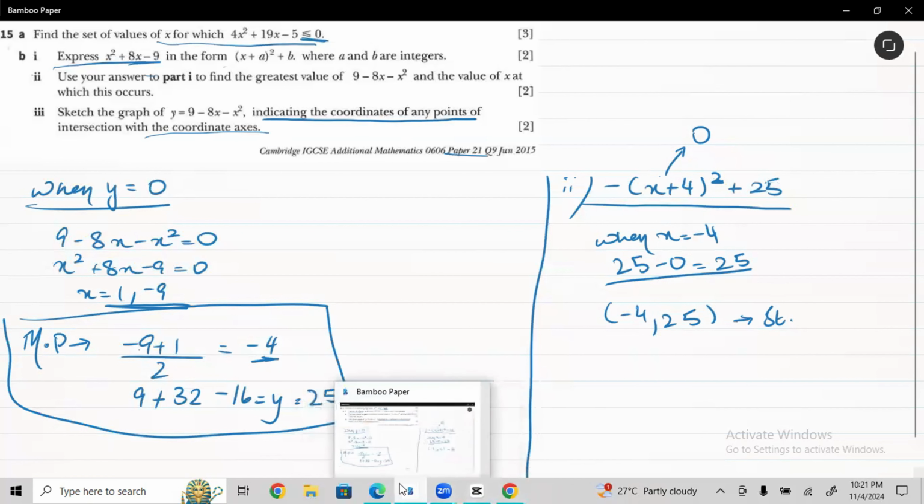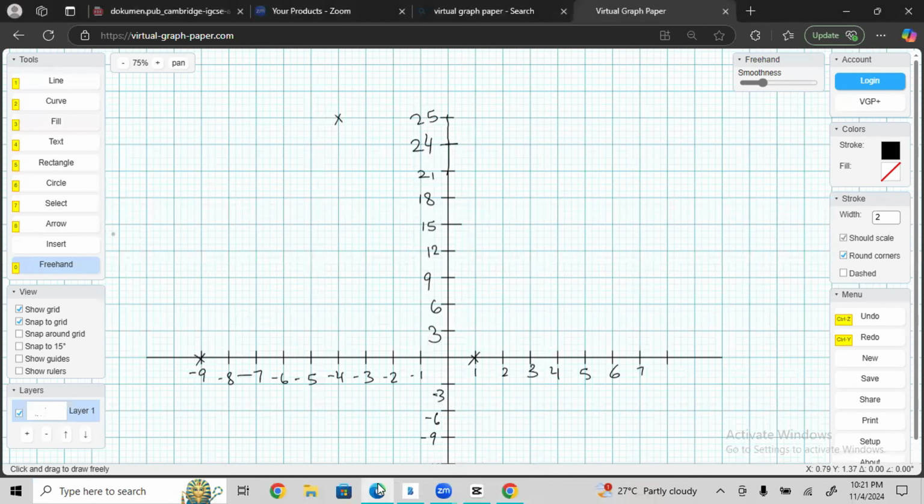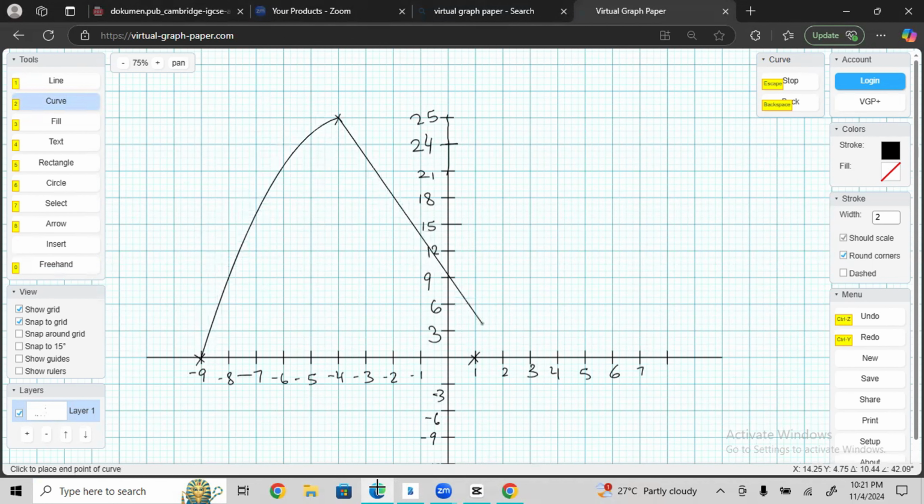Let me just open the graph paper. So these are my points. I've plotted them on my graph. And then what I'm going to do is basically connect these. It's a very simple thing, like here. And that's it. This is the graph for question number 15, part 2.